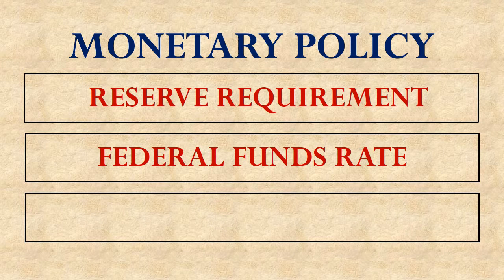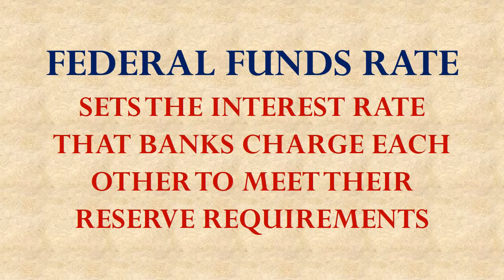The second way that the Fed engages in monetary policy is through what's called the federal funds rate. The federal funds rate sets the interest rates that banks charge each other in order to meet their reserve requirements. Now, the reason that banks have to borrow money from each other is that, as they go through the day loaning out money, at the end of the day they may realize, oh, wait a minute, we don't have enough money on hand to match the reserve requirement that we are obligated to maintain. And so they've got to get some money from somewhere so they don't get in trouble for violating the reserve requirement. Where they get that money is they borrow it from another bank.